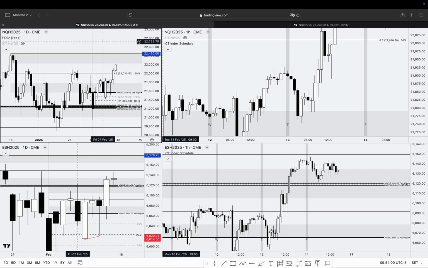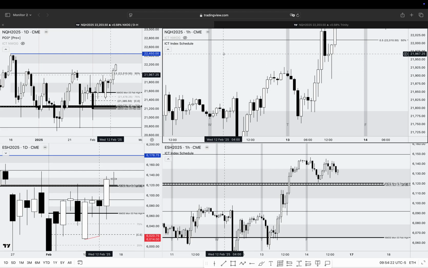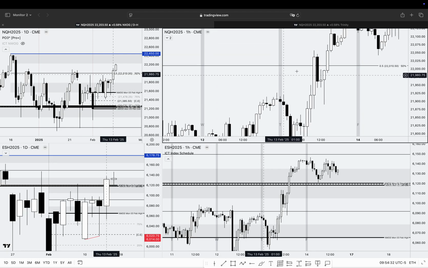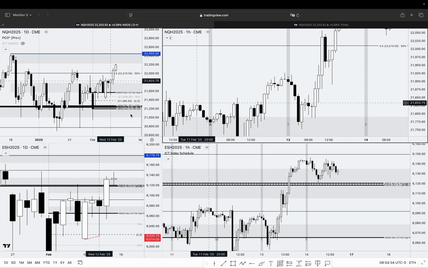ICT says that we are using daily and monthly, and for the weekly we are using the 4 hour and the 15 minutes, but I prefer to use only new week's opening gaps and the 15-minute chart. I don't use the 4 hour candle, I don't monitor that candle. I like the hourly and the daily.